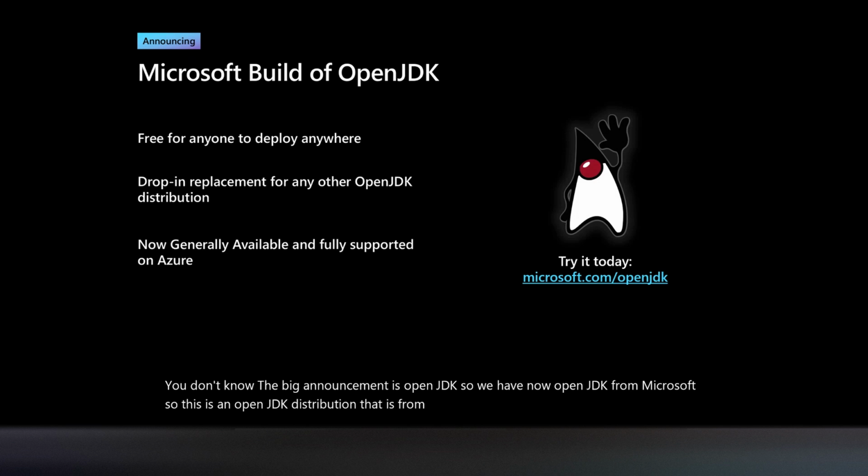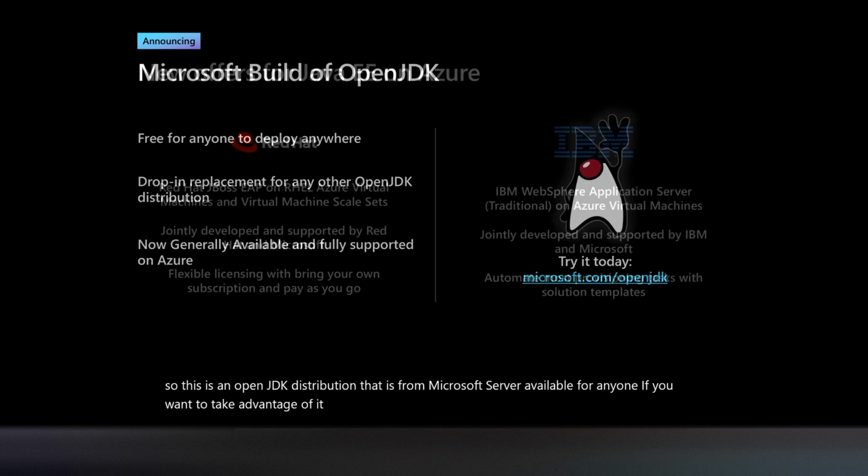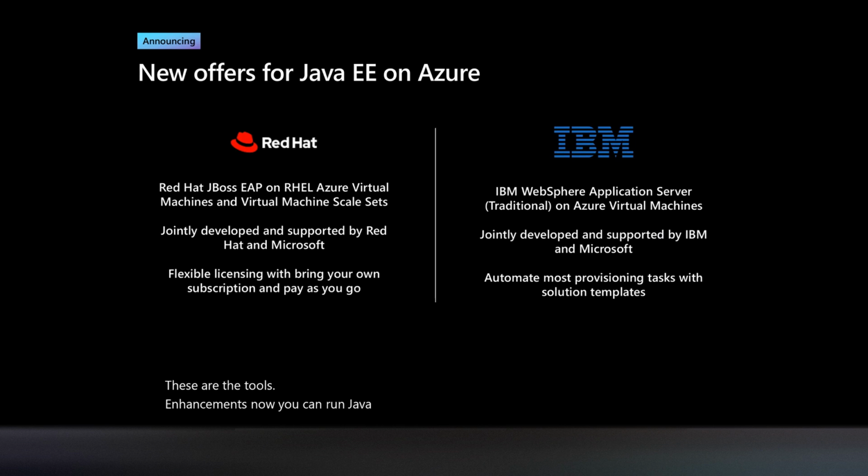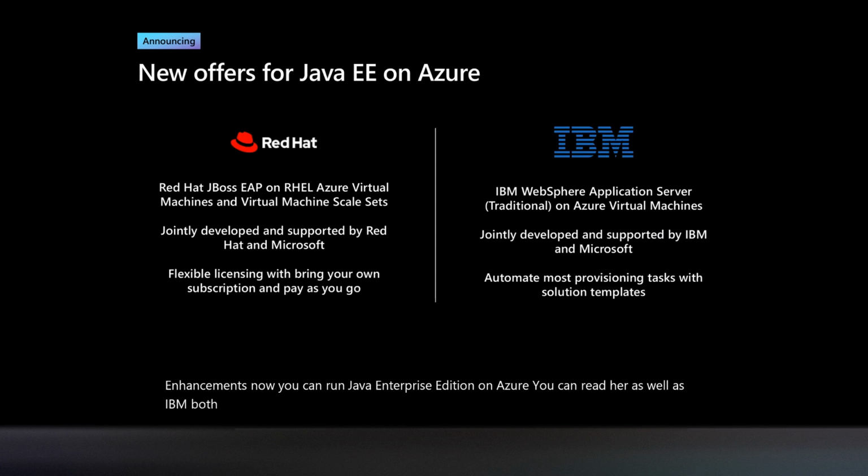So available for anyone. If you want to take advantage of it, you can use it. These are the two enhancements. Now you can run Java Enterprise Edition on Azure. You can add Red Hat as well as IBM. Both are available. I think one of them is announced and one of them is available. You have to check. I think the IBM one is available. Red Hat is just announced.